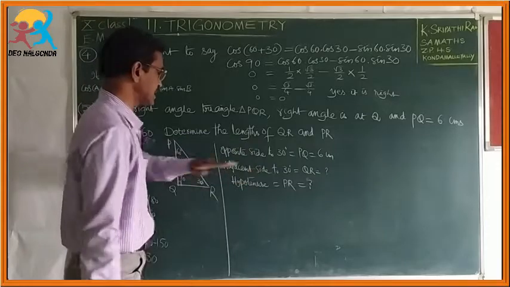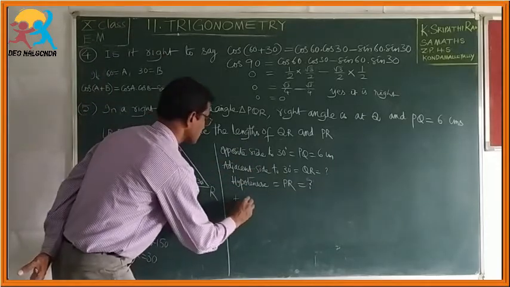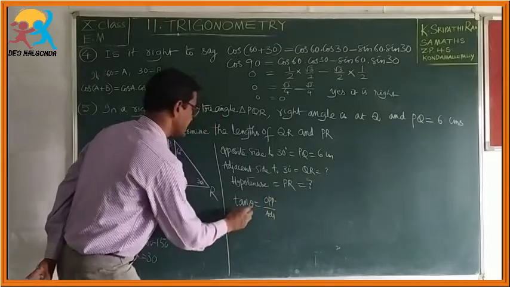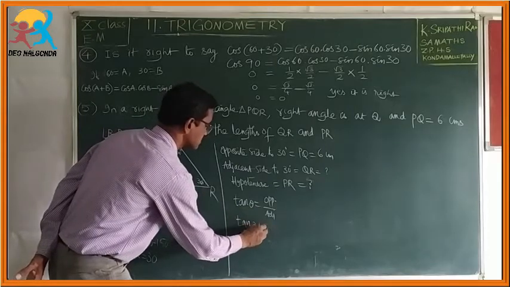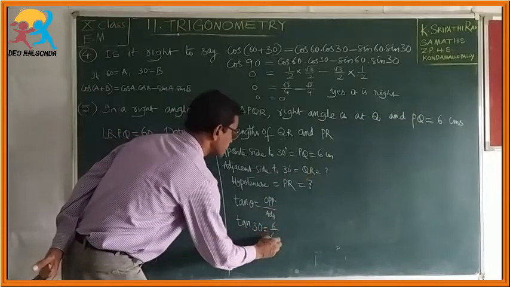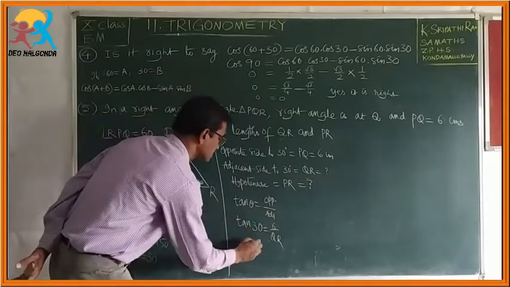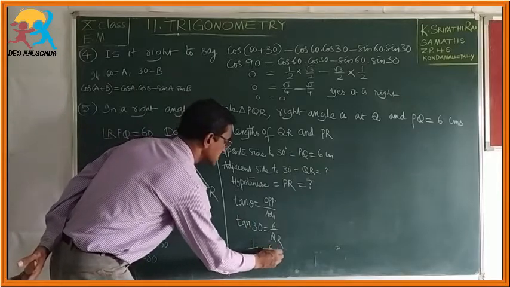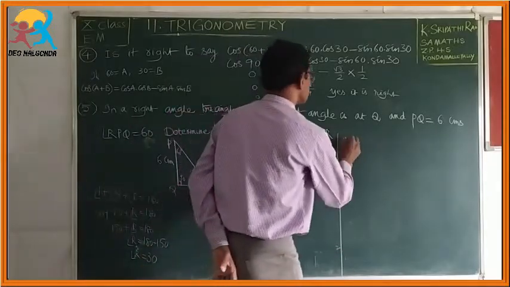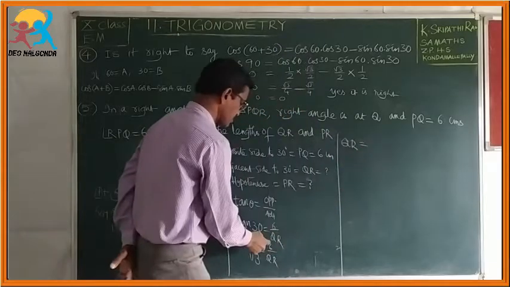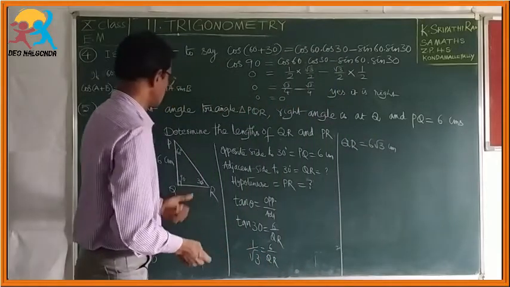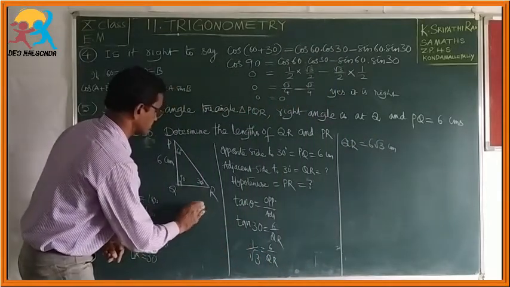So opposite side known, adjacent side unknown. So opposite side by adjacent side, what do we take? Tan theta. Tan theta is equal to opposite side by adjacent side. Theta means here 30 degrees. Tan 30 is equal to opposite side, that is 6. Adjacent side we don't know, write it as it is. Now tan 30 value is 1 by root 3, equal to 6 by QR. Now cross multiply, QR into 1, QR is equal to 6 root 3. This is 6 root 3 centimeters, the adjacent side QR.